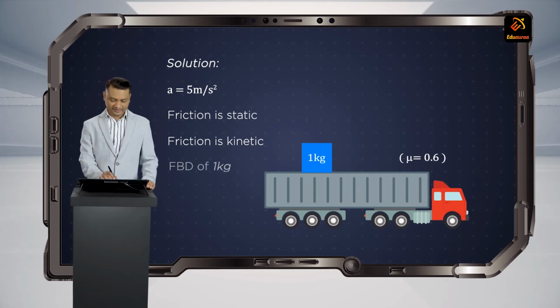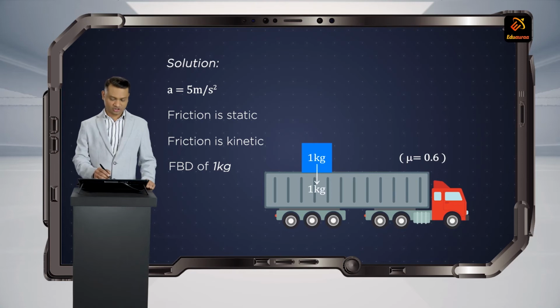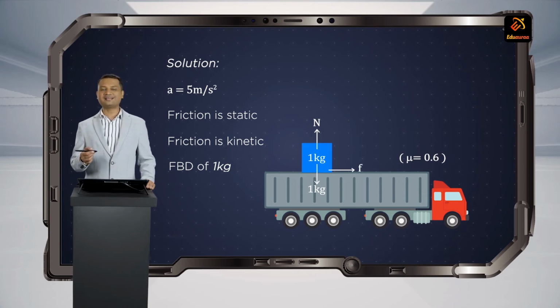We will have the free body diagram of the 1 kg block as shown. We will have 1g force in the downward direction, normal reaction N in the upward direction. Also, the friction force will be in the rightward direction because we are assuming truck and block move together. So, friction force in the right, it is static friction. Now, the value of static friction is self-adjusting, so we will not take the maximum value, which is mu_s N.